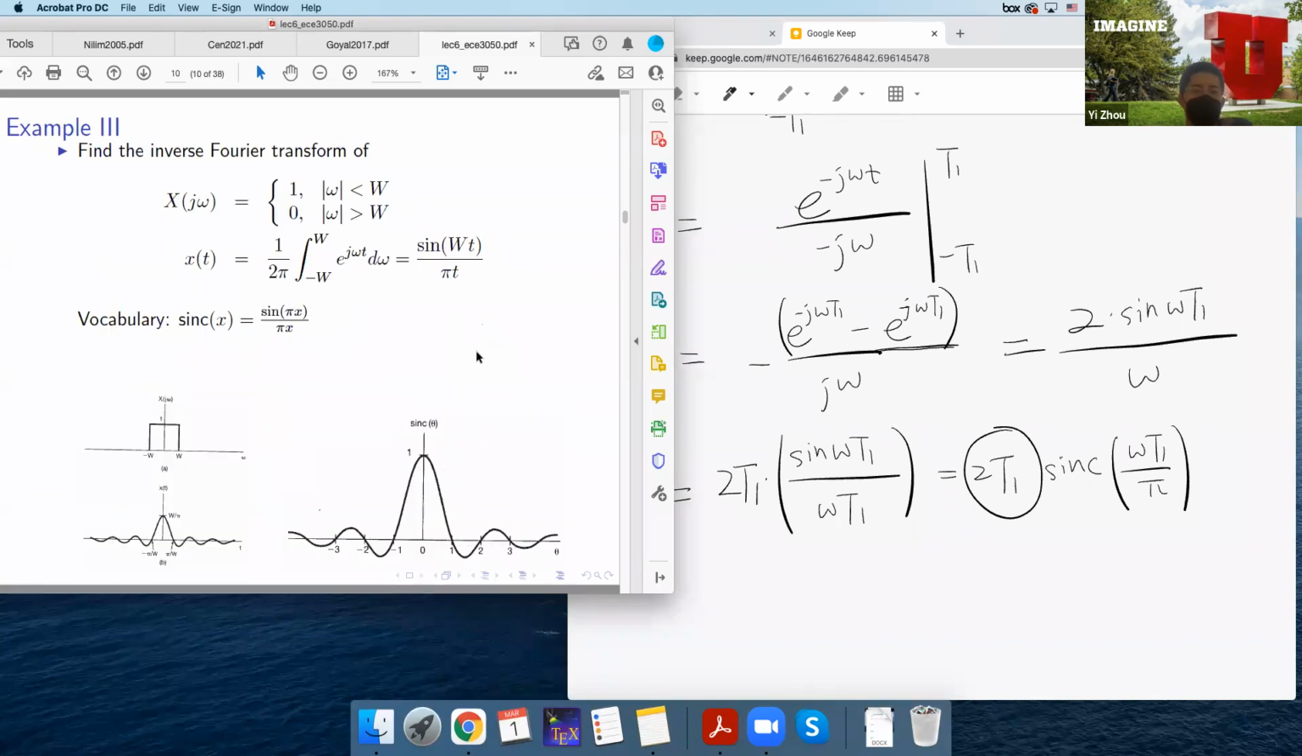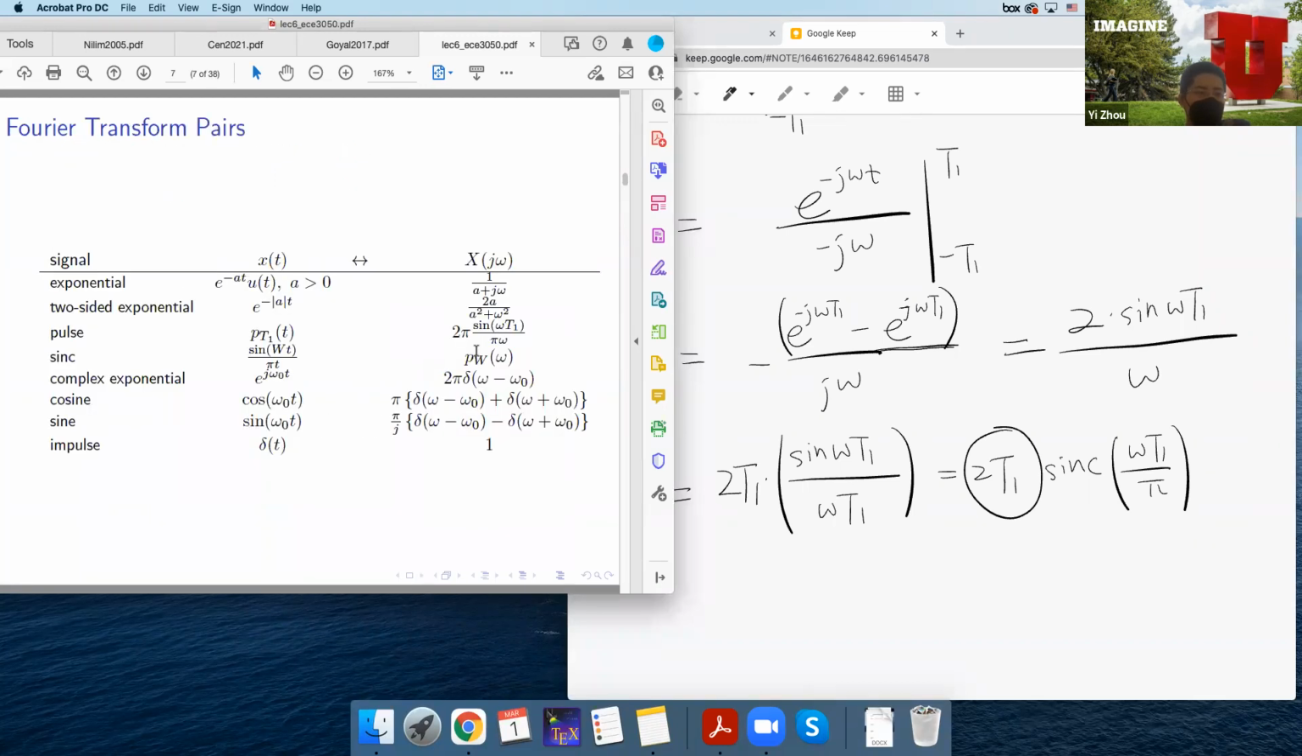Okay, so these are all the examples, and you can work on your own to figure out the rest of the pairs of transformations.